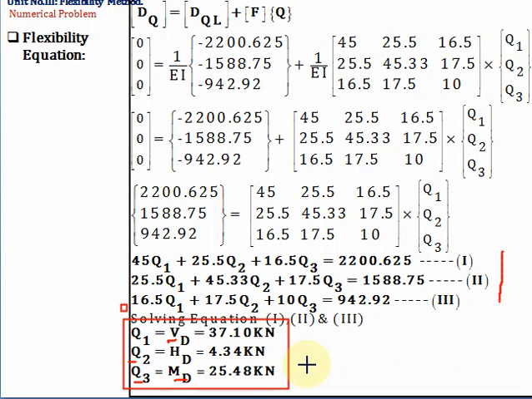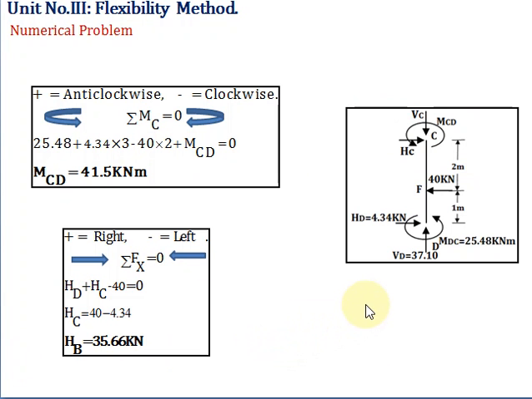Now after finding out these unknowns, this structure has become statically determinate. Now we have to find out the other unknowns in the problem. First, at the support D, we know the vertical reaction at D, the horizontal reaction at D, and also the moment at D. Now all these three values are known, so we can find the vertical reaction at C, the horizontal reaction at C, and also the moment in member CD.